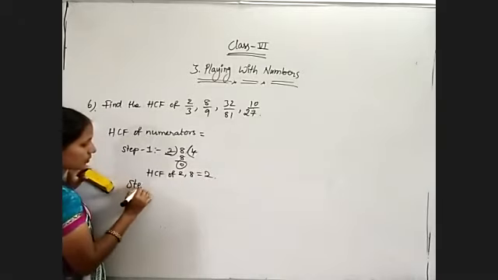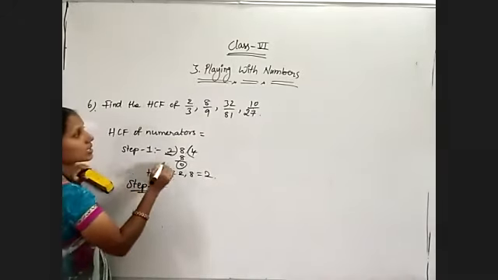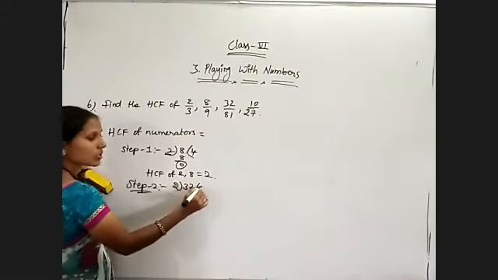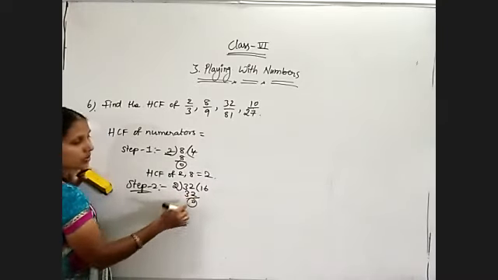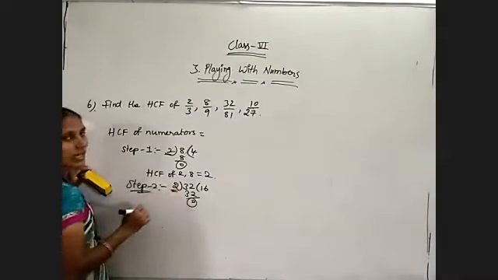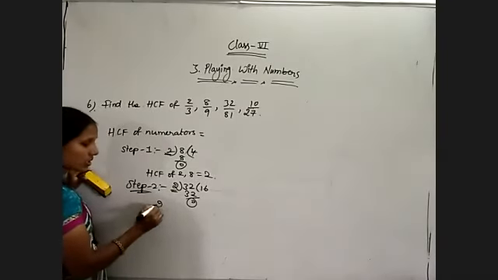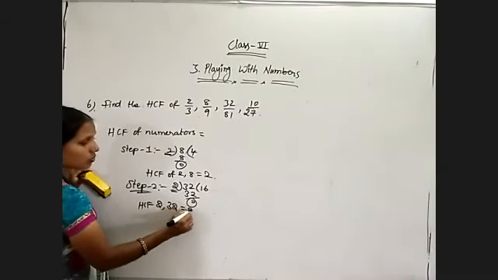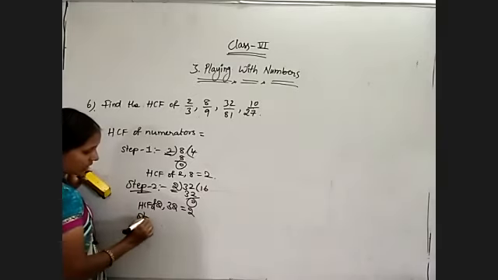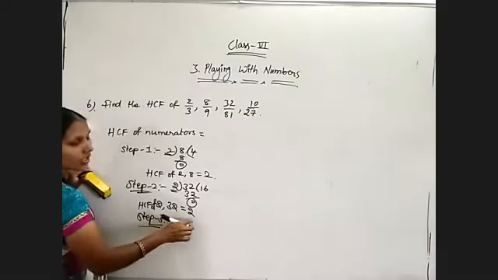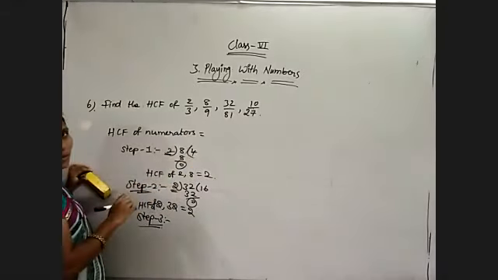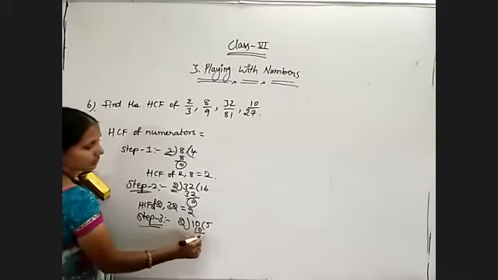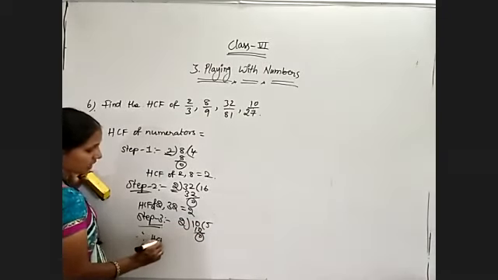And step 2. Here also the HCF is 2 and the third number is 32. So divide 32 by 2. 2 16s are 32, remainder is 0. So here also the HCF is 2 only, because 32 is a multiple of 2. That's why HCF of 2, 32 is equal to 2. And step 3: again we got 2, and the number is 10. 10 is a multiple of 2, that means 2 only is the HCF, since 2 5s are 10. Therefore, HCF of the numerators is equal to 2.